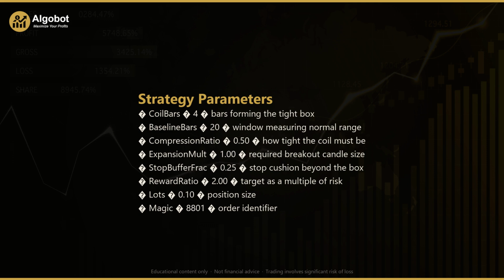Reward ratio defaults to 2.0, meaning the target is twice the stop distance. Push it higher to aim for bigger runs with a lower hit rate, or lower it for more frequent but smaller wins. Finally, lots sets your position size, defaulting to 0.10. And magic is simply the identifier the EA stamps on its orders. Always test parameter changes carefully before applying them.